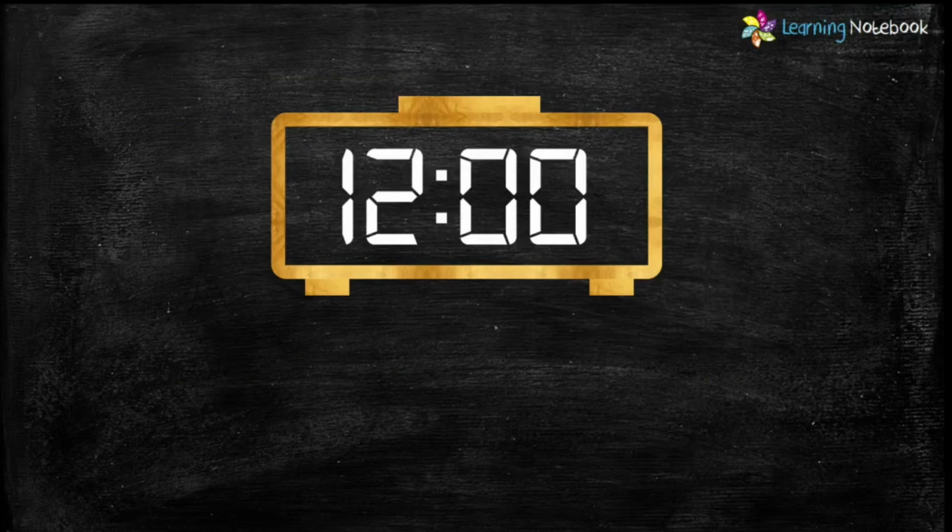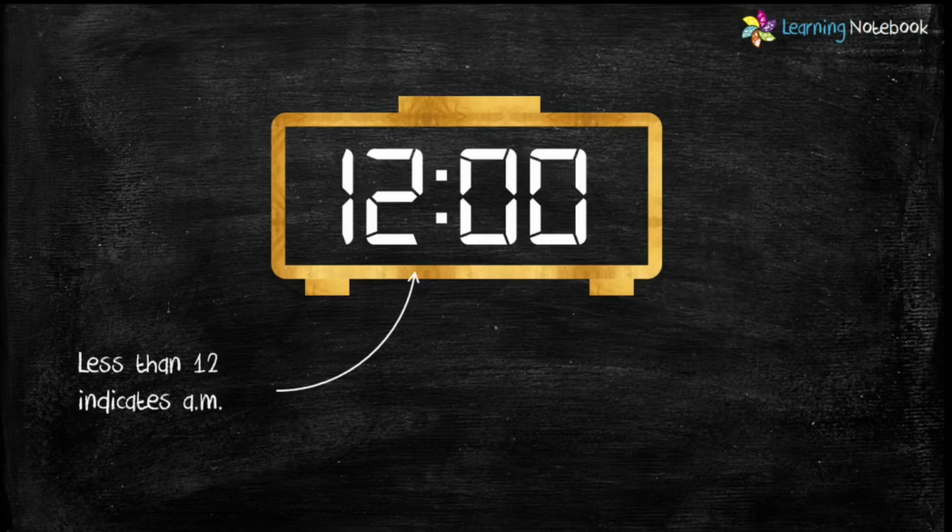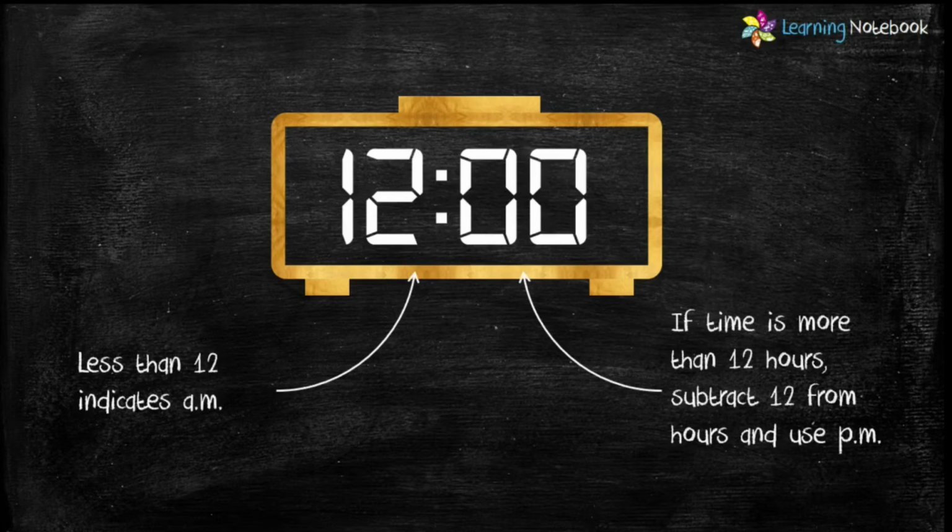So students, to convert time of 24-hour clock to 12-hour clock, remember these points. Less than 12 indicates AM, and if the time is more than 12 hours, then subtract 12 from the hours and use PM.